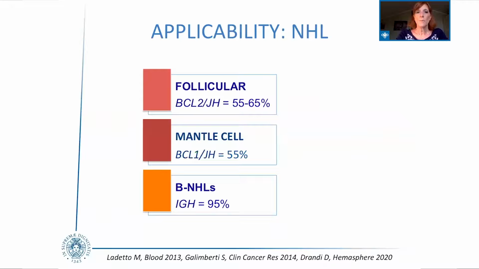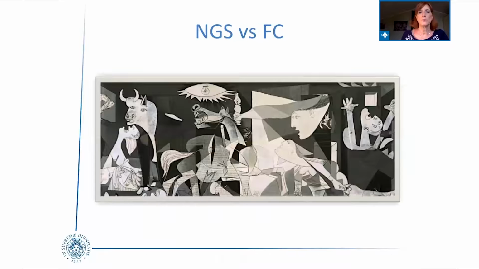About non-Hodgkin lymphomas, we know that specific rearrangements such as BCL2-JH for follicular lymphoma and BCL1-JH for mantle cell lymphoma are useful in about half of our patients. So it's better to use the IGH rearrangement that allows us to reach a marker for more than 90% of cases. So probably NGS is better than ASO-PCR, but what about the fight of NGS against NGF?